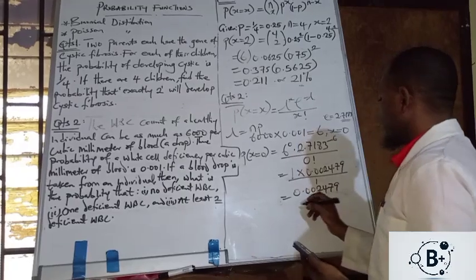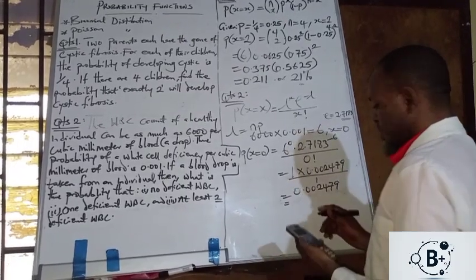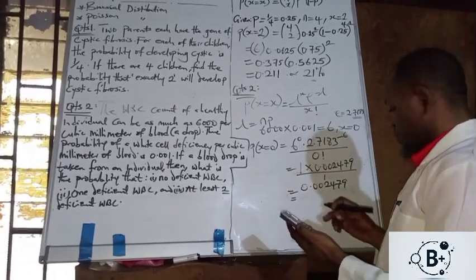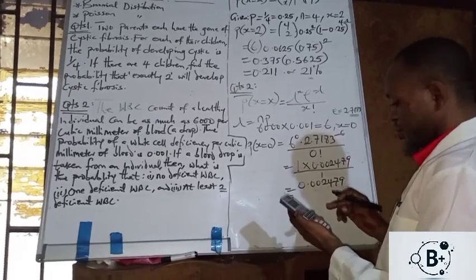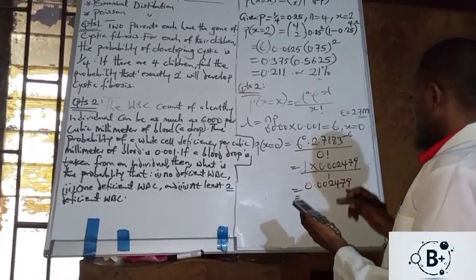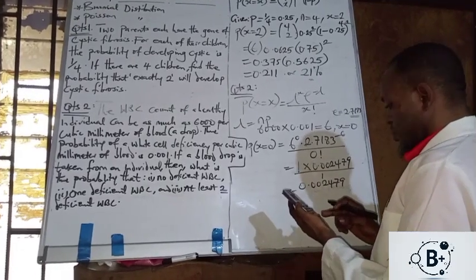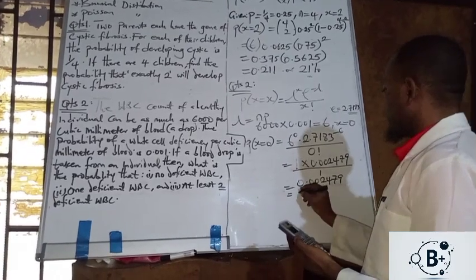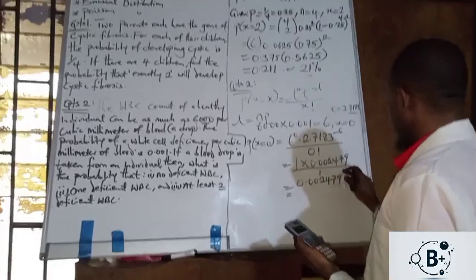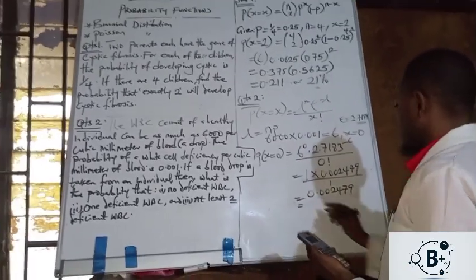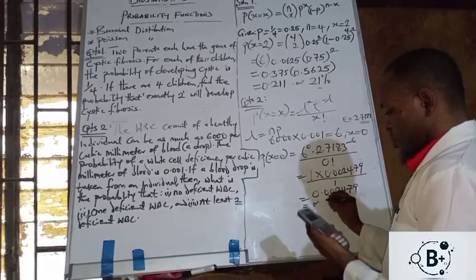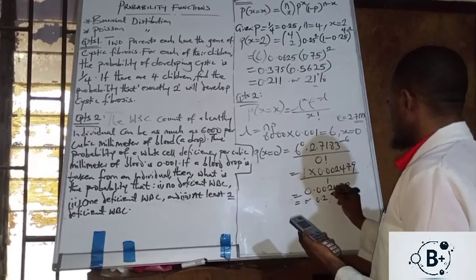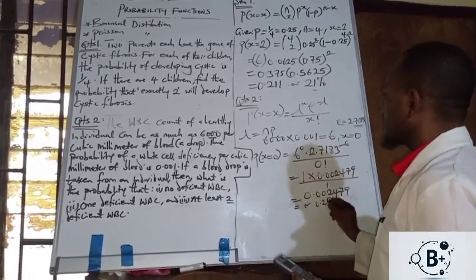0.002479. So if you approximate this, you can convert it to percentage by multiplying it with 100, in case your answer is in percentage. So you write your answer like this, 0.24 or 0.25%. So this is that.